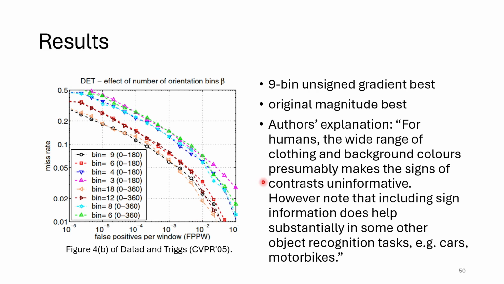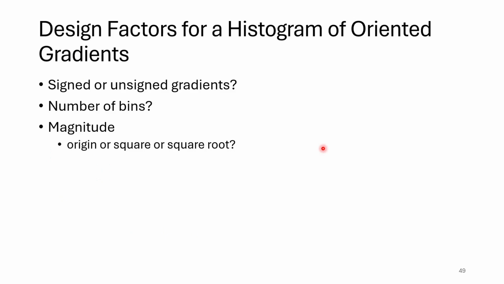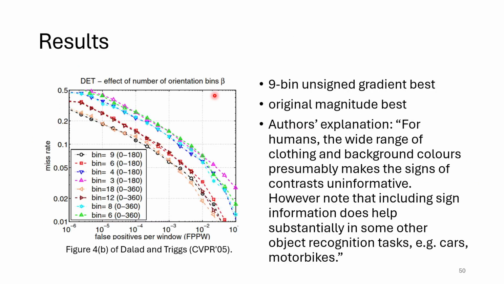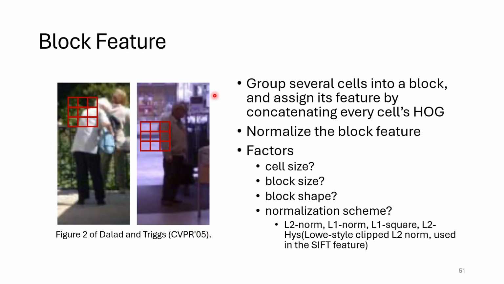And they explain why unsigned gradient is better than signed gradient. Because in their training set, the clothing and the background are too complicated, so there is no useful information for the pedestrian class. But they say if they apply the method to other classes like car or bicycle, it will be useful, because the color of the car won't be as complicated as the human's clothing.